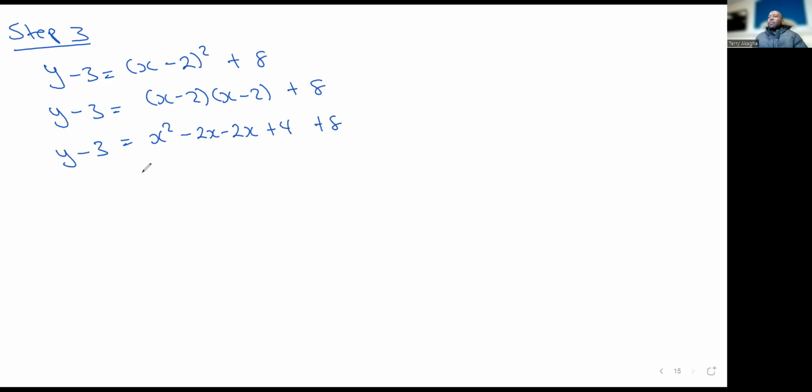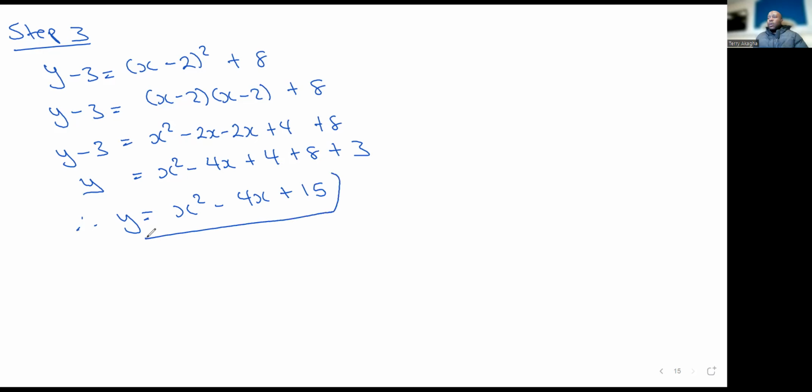Y minus 3. You simplify, it will be x squared minus 2x, so minus 2x will give you minus 4x plus 4 plus 8. We take minus 3 to the other side, plus 3 will give you y. So the y will be equal to x squared minus 4x plus 4 plus 8 plus 3 will give you what? 15. Because 8 plus 4 is 12, 12 plus 3 will give you what? 15. And that is the new one.